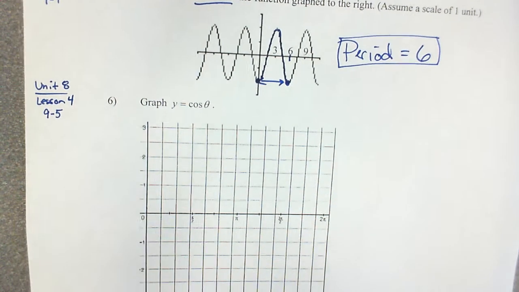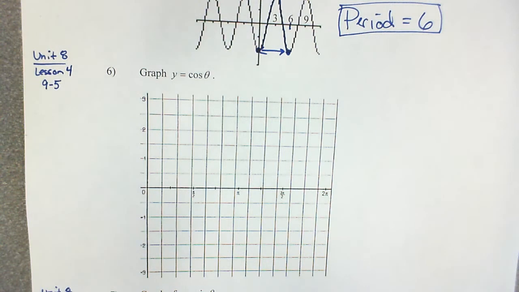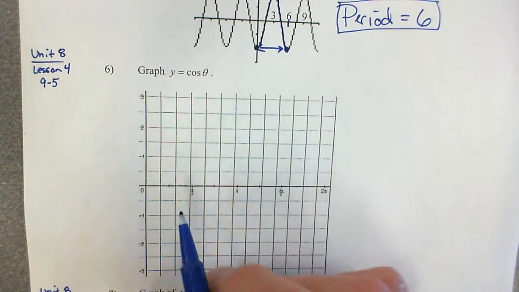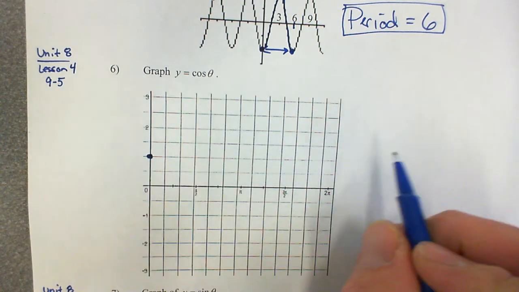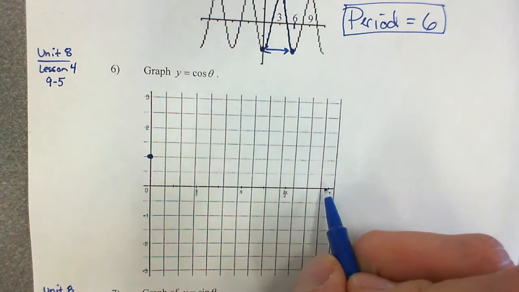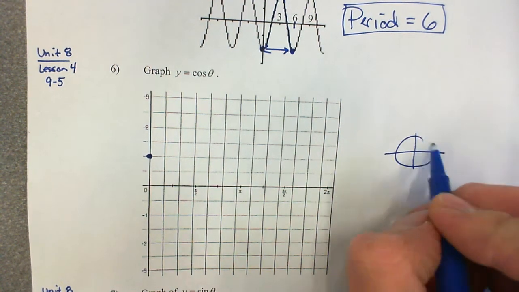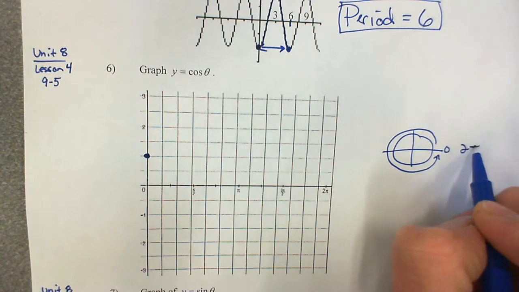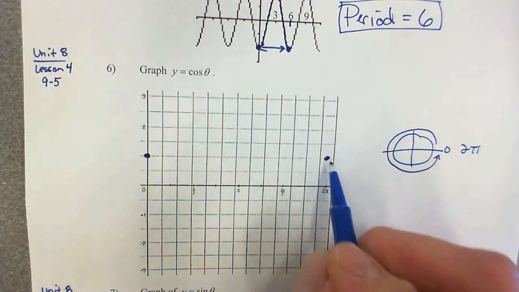So now let's look at number 6. Number 6, we're asked to graph the cosine. And this is just a basic cosine. You just need to know what a basic cosine looks like. So basic cosine, we know, starts at a positive 1. And we know basic cosine has to end at the same point. One time around the unit circle, we know it starts at 0, goes all the way around. That's 2 pi. So at 2 pi, we are at the same point.